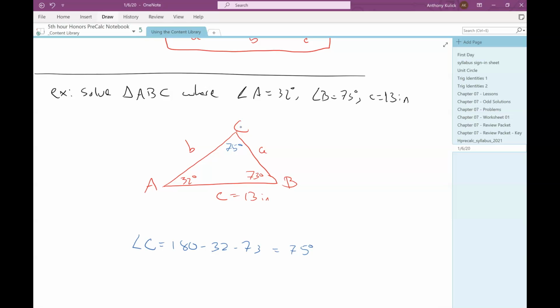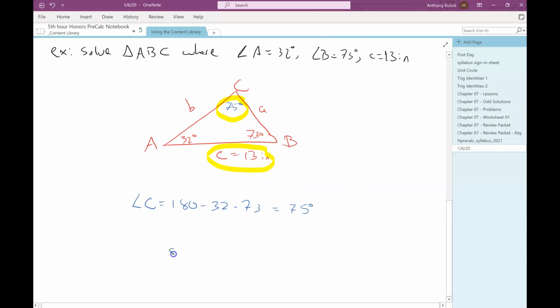Okay, since this is not a right triangle, though, to find the side lengths, I'm going to have to use the law of sines. In order to use the law of sines, I need to know an angle measure and the side length that's opposite that angle. In this case, I know angle C and I know side C, so I have to use that as part of my law of sines. And let's solve for side A next. It doesn't really matter.